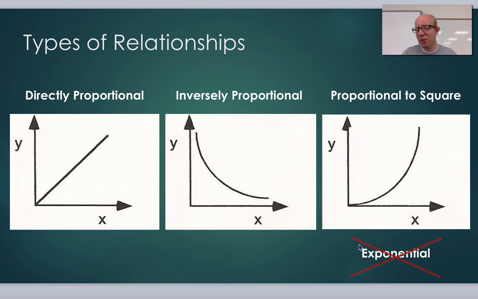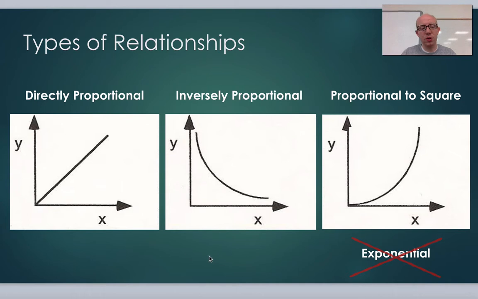So you might have seen exponential a lot in math, but please don't use it in physics classes unless you're really sure that's an exponential graph. Often it's just a proportional to the square graph. Okay, so remember these types of graphs. We're going to see them quite a bit, and we want to be able to determine what type of relationship variables have with one another.